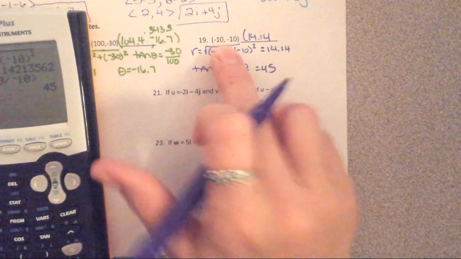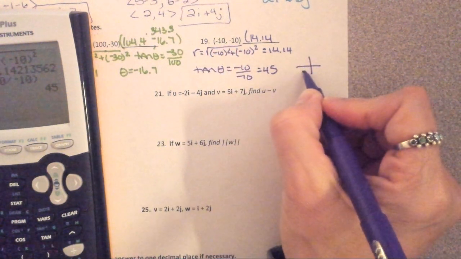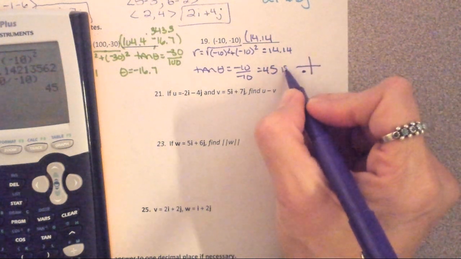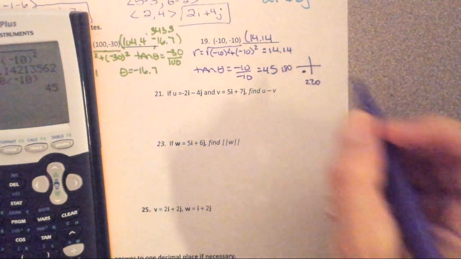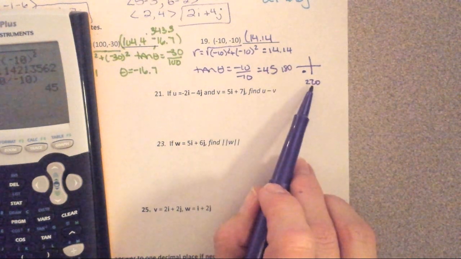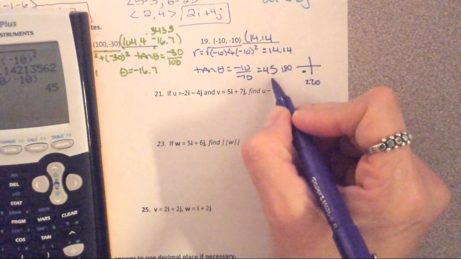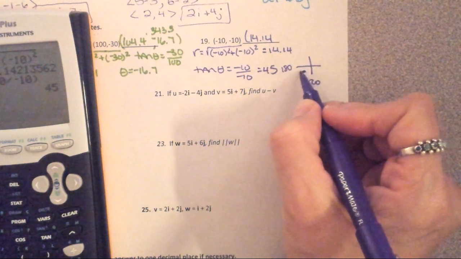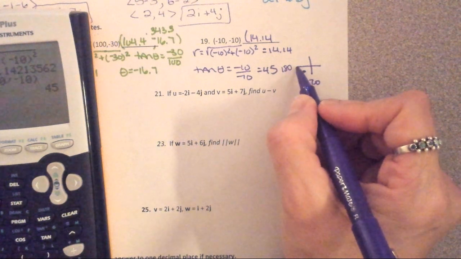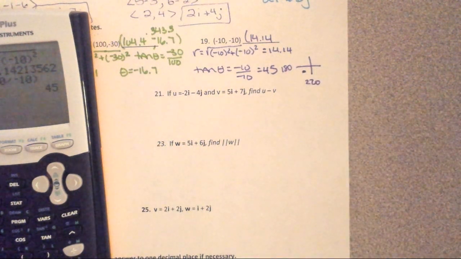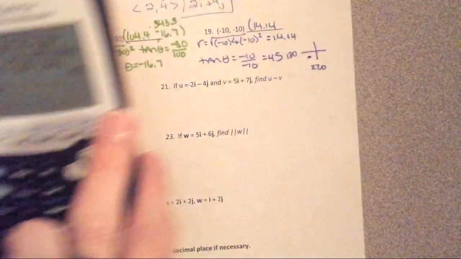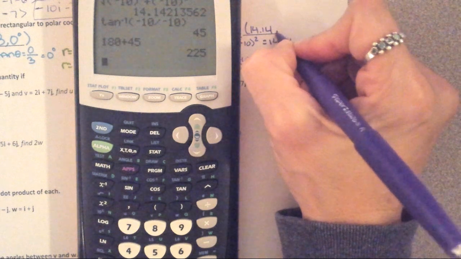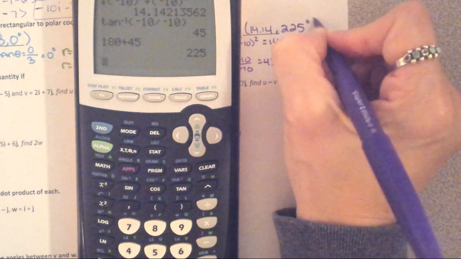If I were to graph the point negative 10, negative 10, it would be in quadrant 3. Is it 45 degrees in quadrant 3? No, it's not. In quadrant 3, I'm between 180 and 270 degrees. But I do know that I'm 45 degrees from the x line. If this is 180 and I'm 45 this direction, I just take 180 and I add 45 to it. Now I'm in quadrant 3, which is 225 degrees.